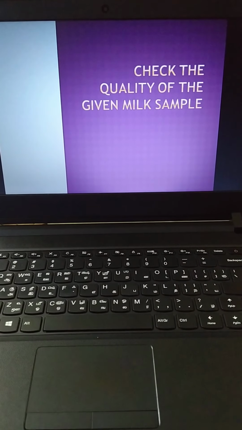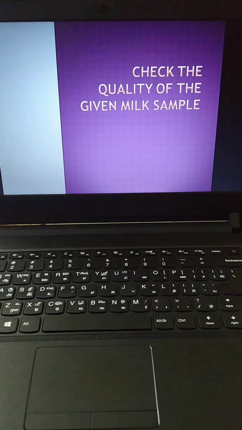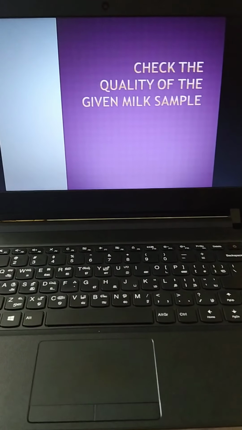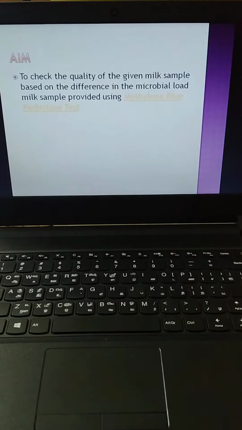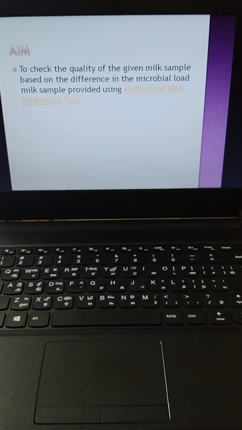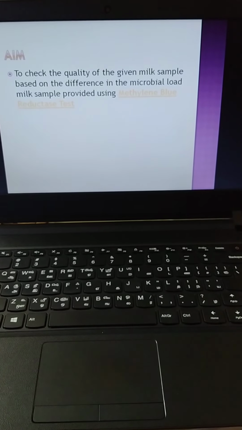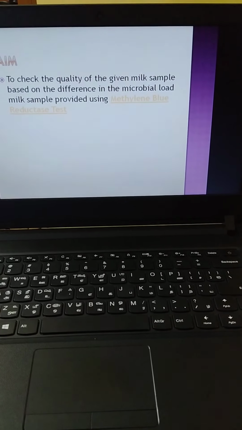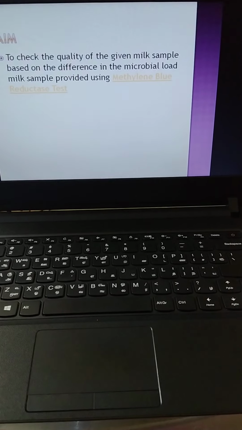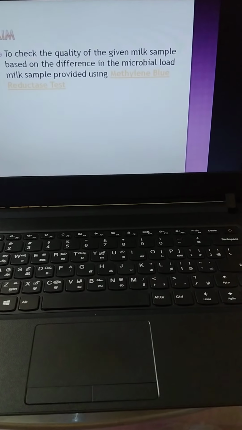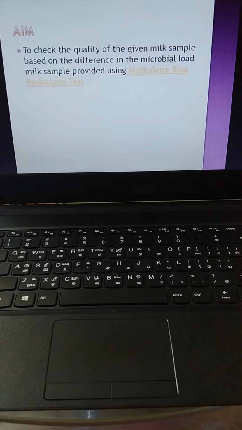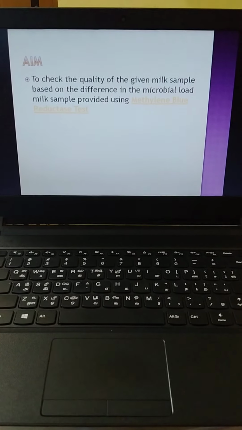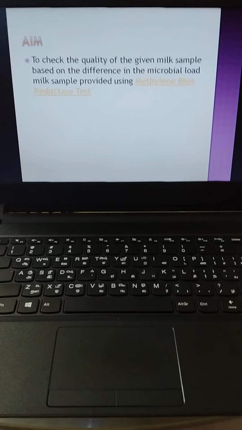Good morning. We are going to see another experiment in the pathology and microbiology lab, where we have to check the quality of the given milk sample. The main aim here is to check the quality of the given milk sample based upon the difference in the microbial load. The milk sample will be tested with the methylene blue reductase test. This is the test we are going to carry out in order to check the quality of the milk sample.